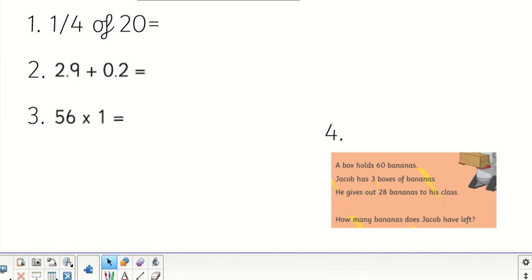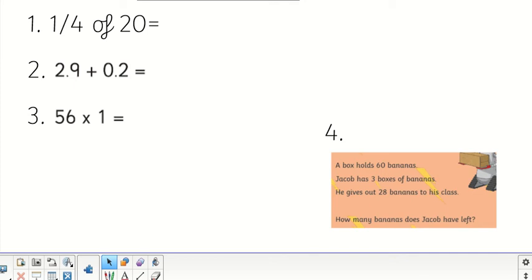Another method would be looking at your times tables. So the 4 times table. So I could divide it by 4. So 20 divided by 4 would be, pause the video now and have a little think about it.